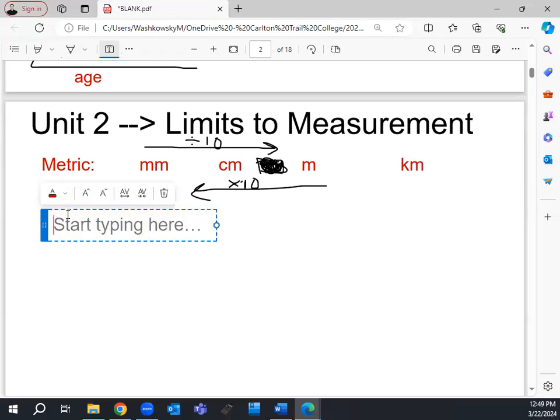There was also a couple other facts. If we're looking at the imperial system, that sounds right. We know that 1 foot is equal to 12 inches.